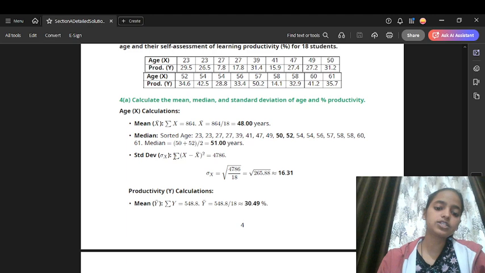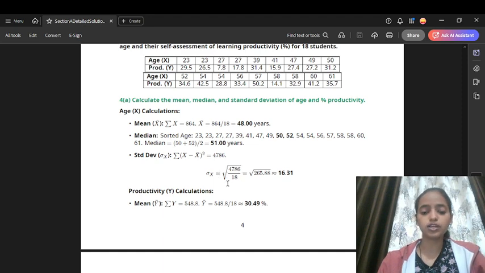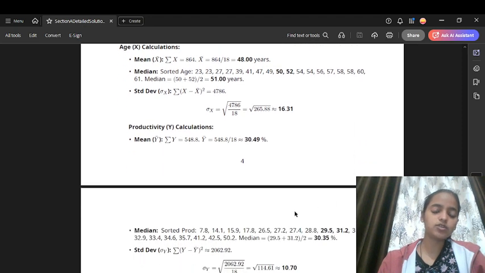Now standard deviation, sigma calculation. Sigma of (x minus x bar) squared equals 4786. So sigma, that is standard deviation, is the square root of 4786 upon 18, which is 16.31. Productivity y calculations. Mean y equals sigma of y upon n, 548.8 upon 18, which is approximately 30.49%.